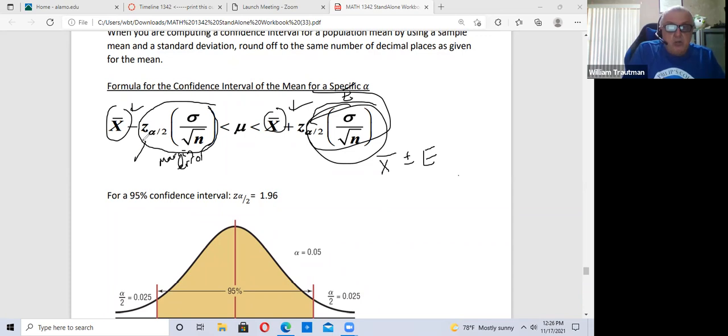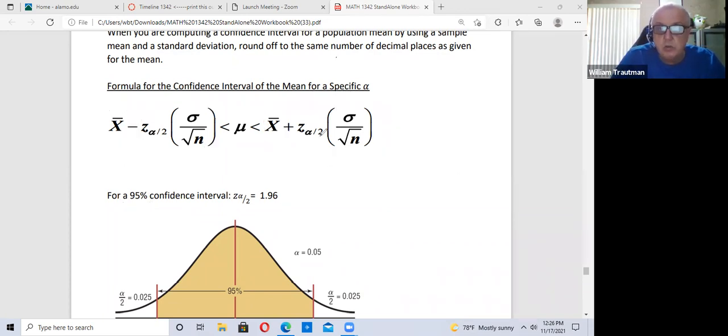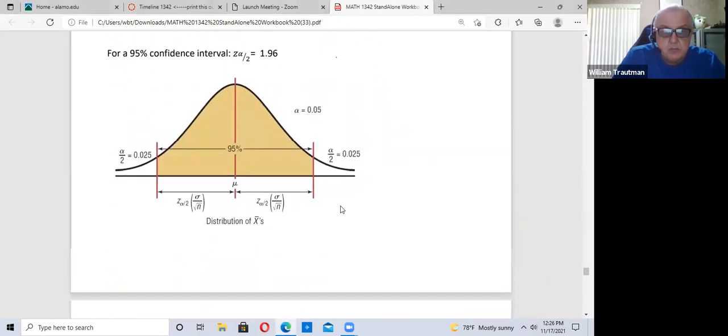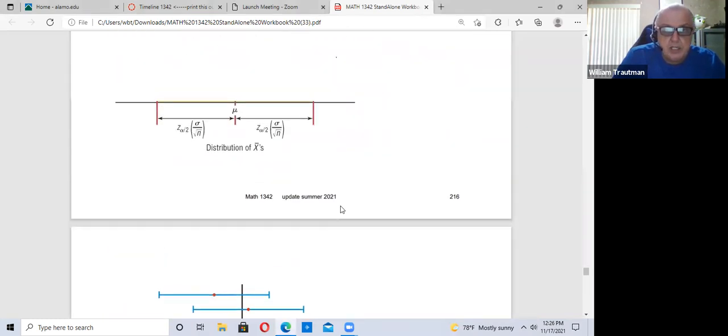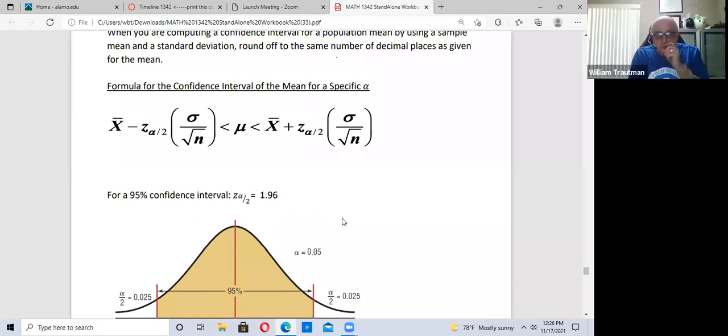The Z alpha over 2 was for the confidence interval. For a 95% confidence interval, the Z value was 1.96. And if you remember last time, we looked at how those were computed. This one's the 95% confidence interval that we're looking at.